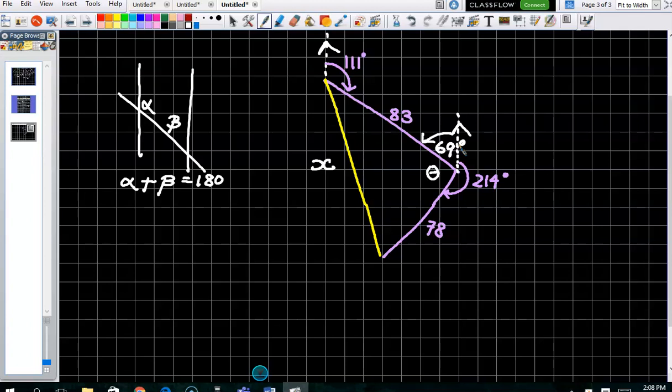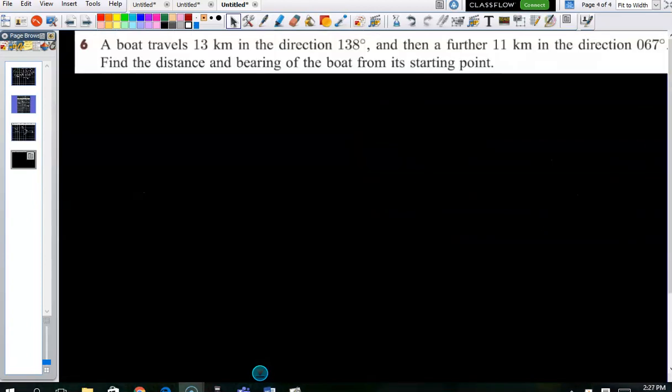And therefore, to get theta, that's going to be 360 minus 214 minus 69. And then you should be able to find x. 77. Yep. So go ahead, those who want to.